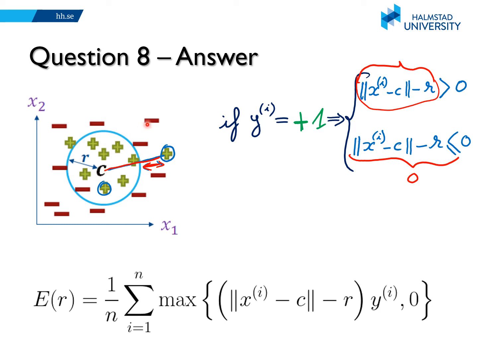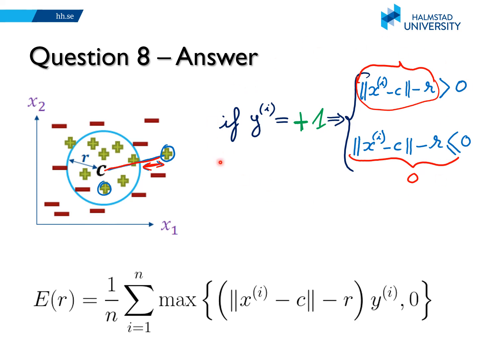And in this case, it's fine if the distance between C and the data point exceeds R. So it's the inverse of this. But if you get a data point like this one, a negative data point, where the distance to C is smaller than R, then this is not good. So in this case, we should penalize our cost.